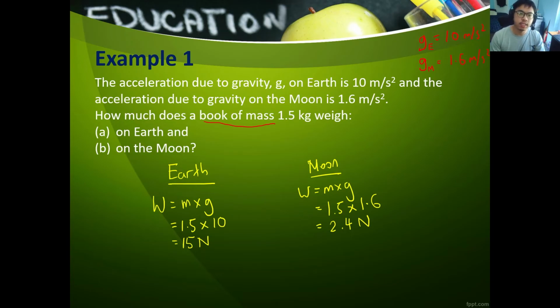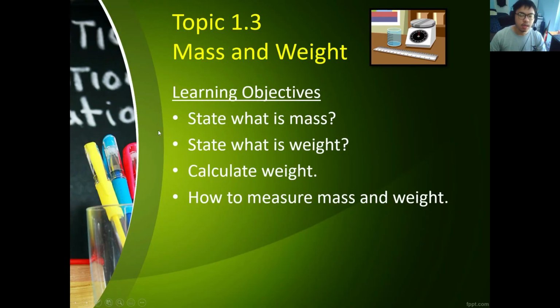Same thing in your case. If you are on Earth, you have a certain weight, but when you go to the moon, your weight will be smaller. That's why you are able to jump higher on the moon, because you have a smaller weight. There's less force, there's less gravity pulling down on you. So you are able to jump higher on the moon. That's pretty much it for this video lesson and for this part of the topic.